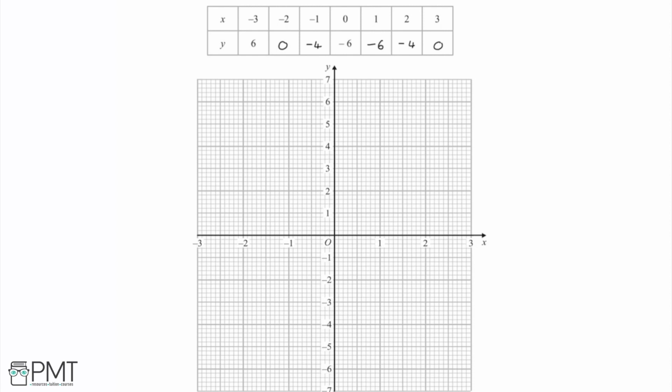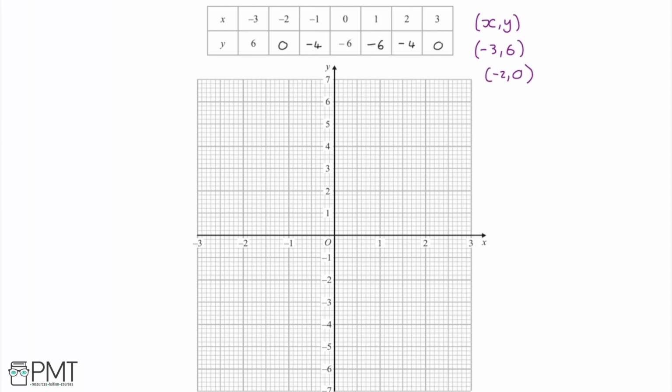So for example, if we have coordinates x, y, then points on this graph are going to include -3, 6, and then -2, 0, -1, -4, 0, -6, and so on. So we can just go through and plot these points on the graph, and then we can draw a smooth curve through all of these points.